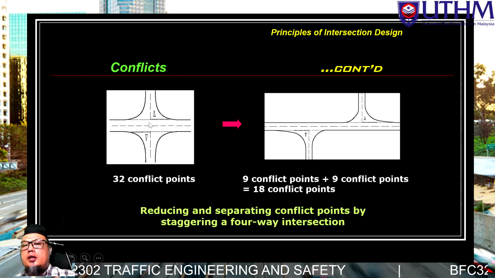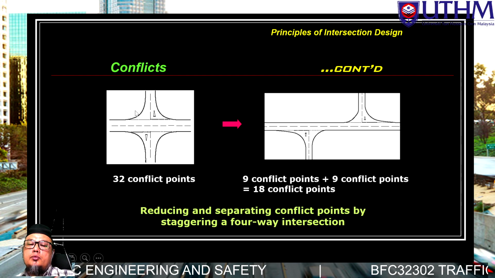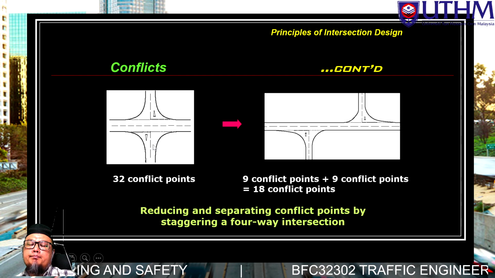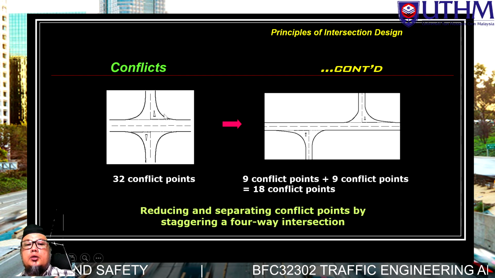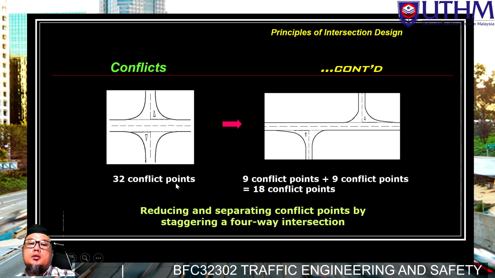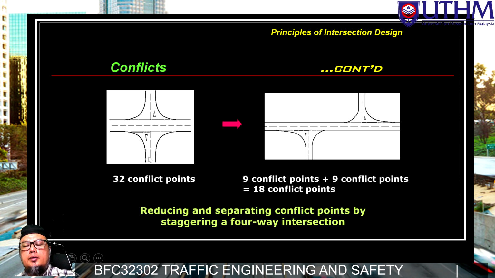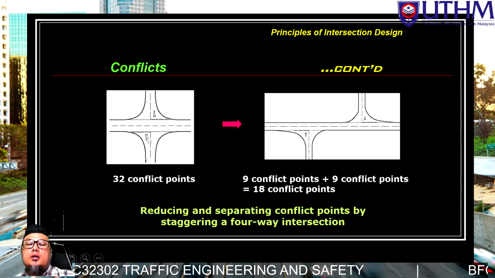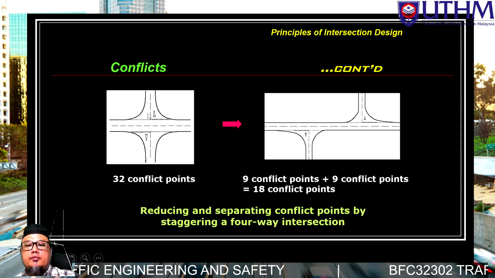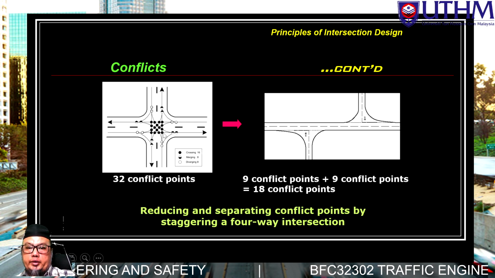Okay, next, let's move to the previous exercise that I've given. Now we move here. If you look at this one, the typical simple intersection without doing anything actually has 32 conflict points if they move concurrently, in all directions from the minor to the major, left turn, right turn. Altogether they create about 32 conflict points.